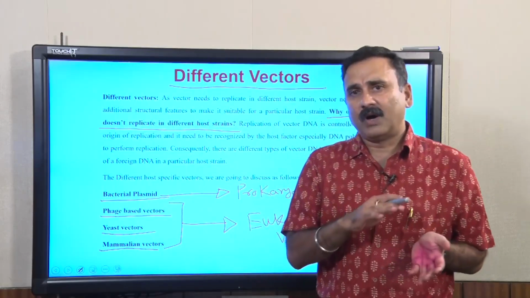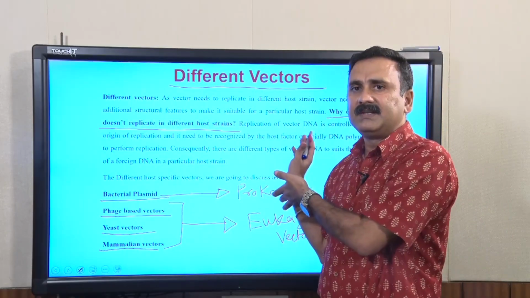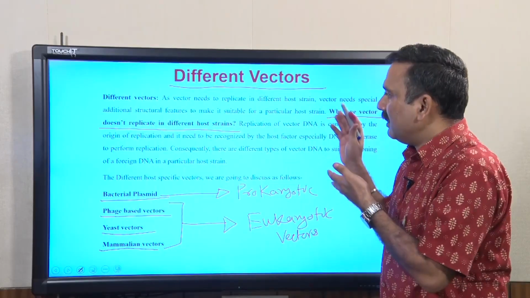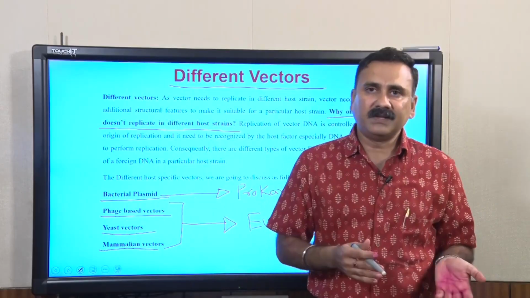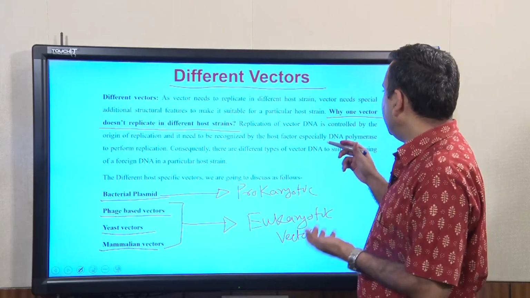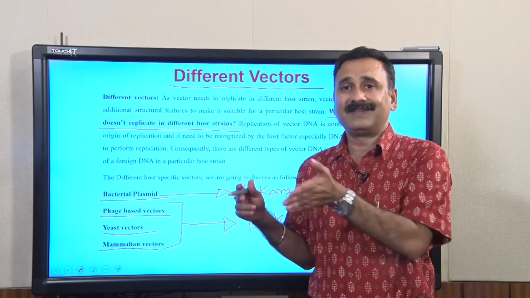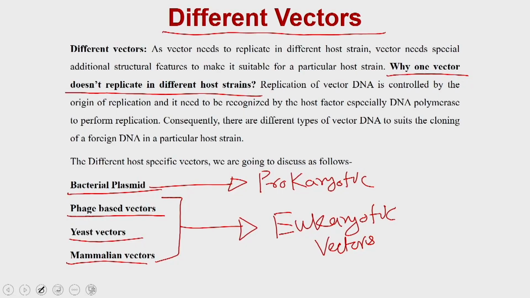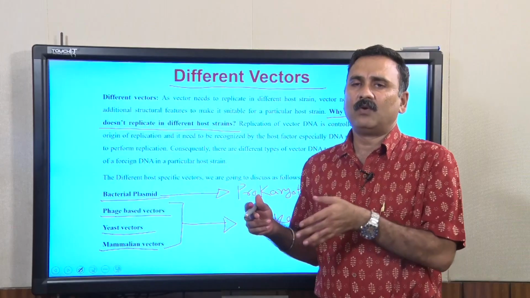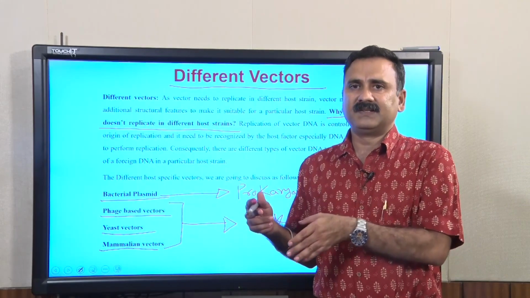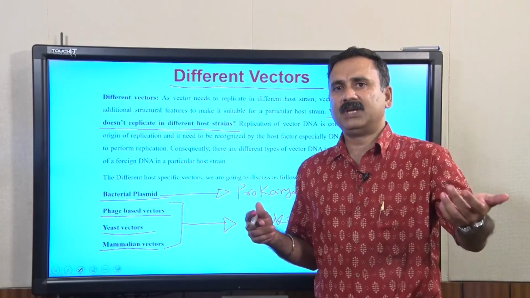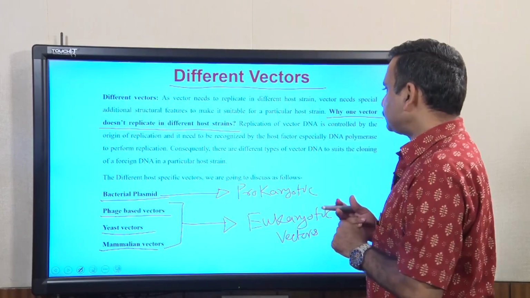That is true not only for the prokaryotic system, but also for the eukaryotic system. So that's why one vector will not replicate in different strains as long as it does not contain the origin of replication. That's why most of the eukaryotic plasmids also contain the origin of replication for the bacterial system, so they have the origin of replication for the prokaryotic system as well.